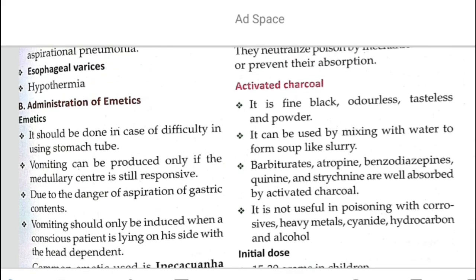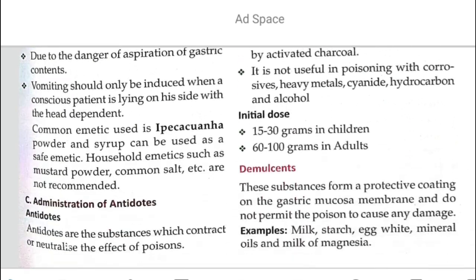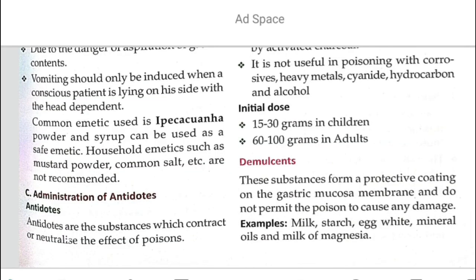Barbiturates, atropine, benzodiazepines, quinine and strychnine are well absorbed by activated charcoal. It is not useful in poisoning with corrosive heavy metals, cyanide, hydrocarbon and alcohol. Initial dose: 15 to 30 grams in children, 60 to 100 grams in adults.